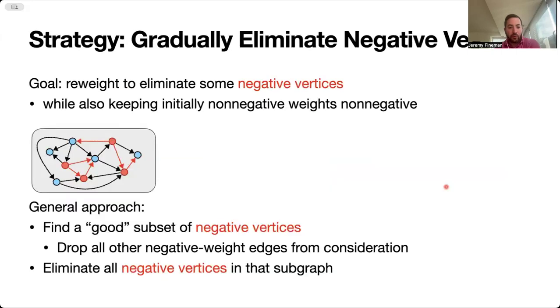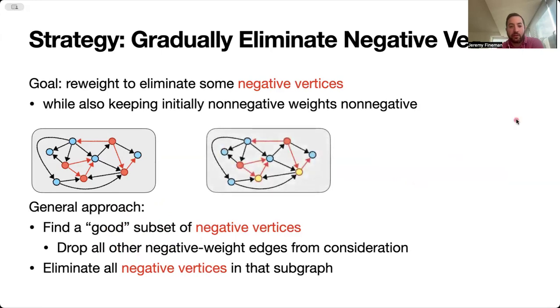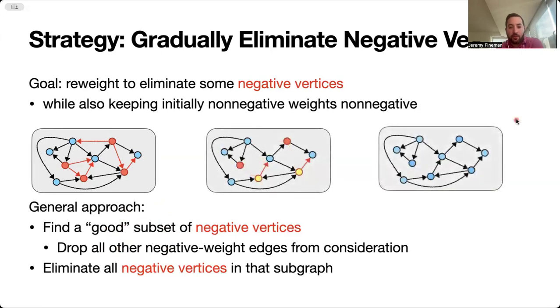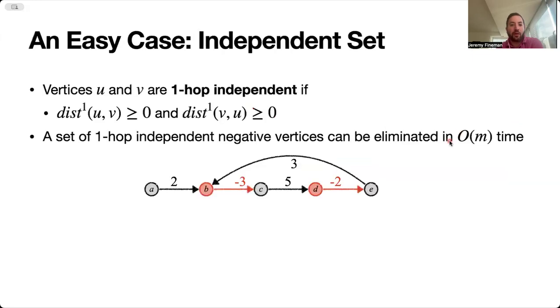Okay. So the real question is, what's a good subset of vertices? What's something we can find efficiently and eliminate efficiently? So the first case is an independent set. This is the easier case. So let me start by defining this.